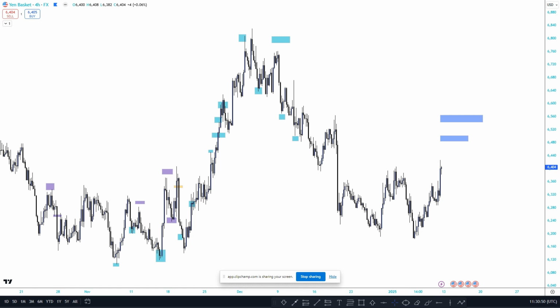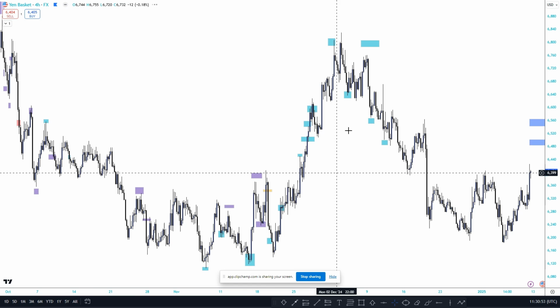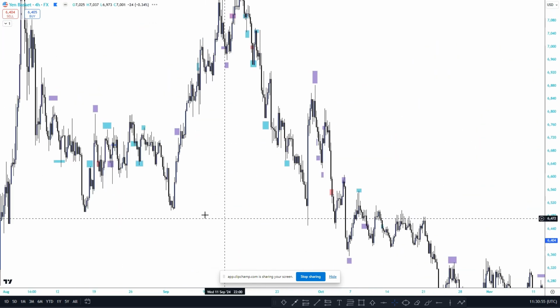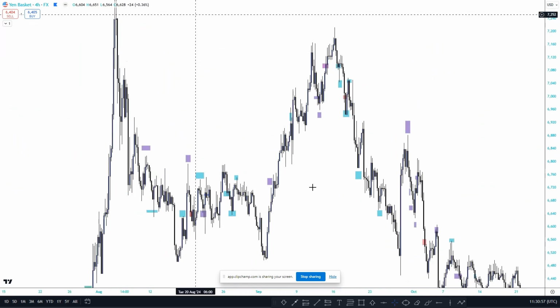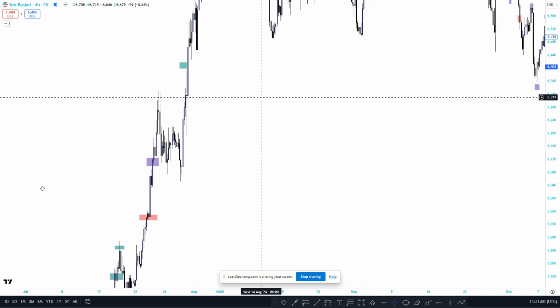the yen basket. Now, you might see that there's all these boxes and zones on my chart. These are areas that I have previously traded when it comes to the yen basket.